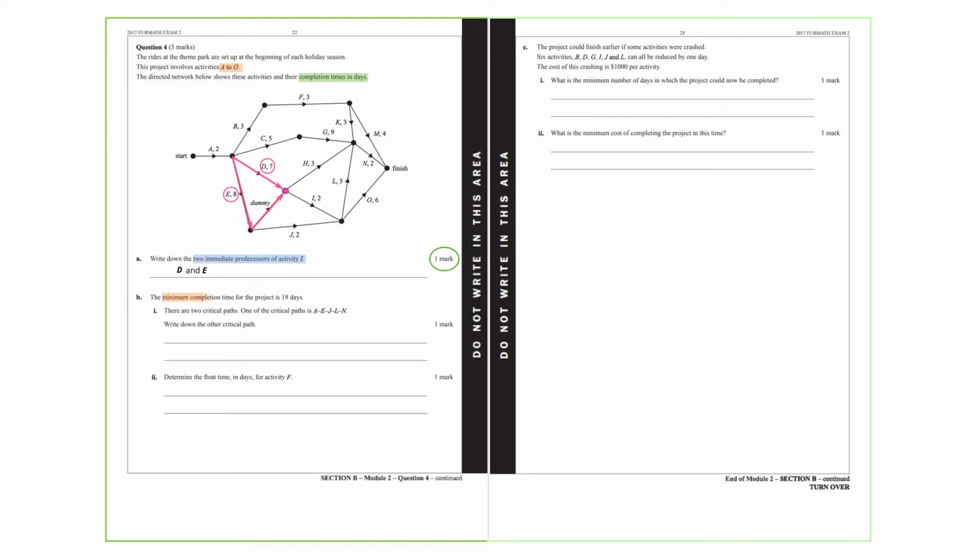Part B. The minimum completion time for the project is 19 days. Part I. There are two critical paths. One of the critical paths is AEJLN. Write down the other critical path.